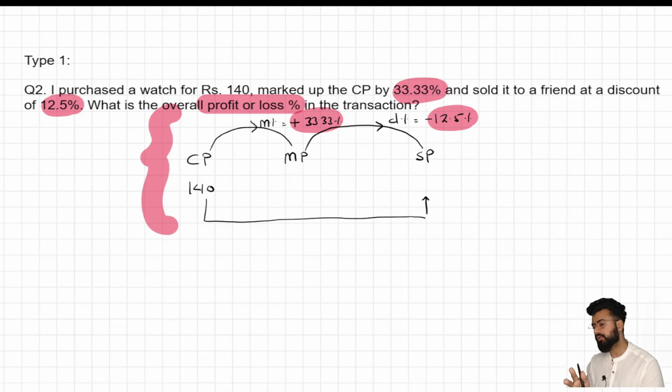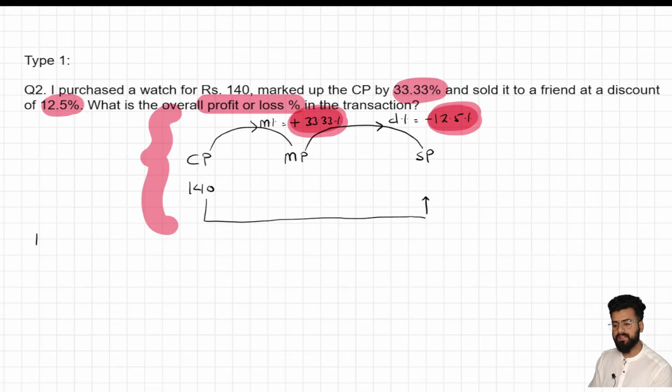So let's try solving this question by using the other approach, that is the multiplication factor approach. In multiplication factor, the first step is to convert these changes, an increase of 33.33% followed by a discount of 12.5%, in the form of multiplication factor.